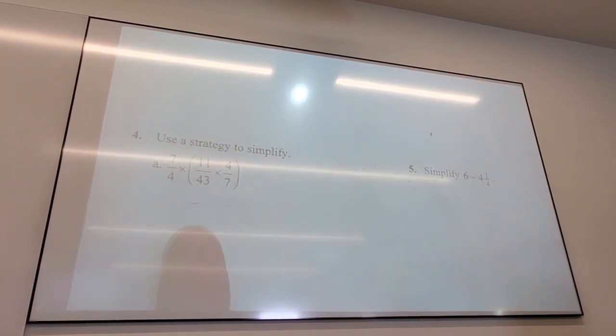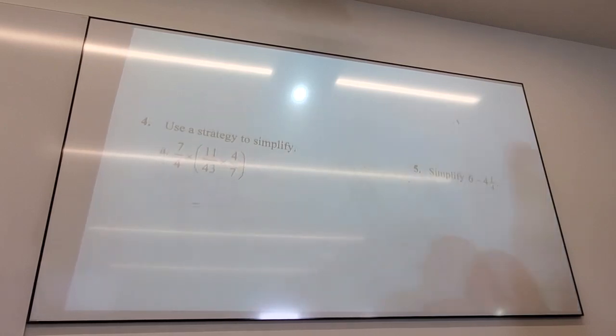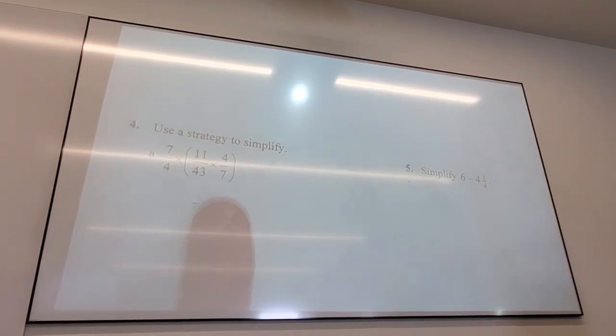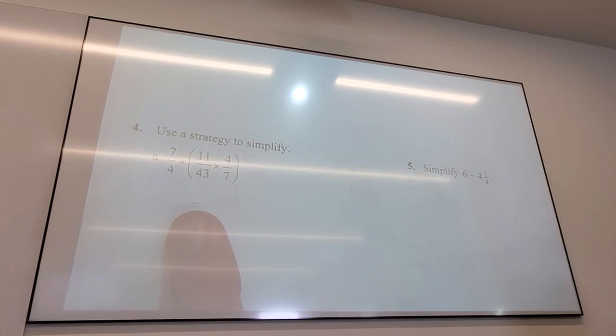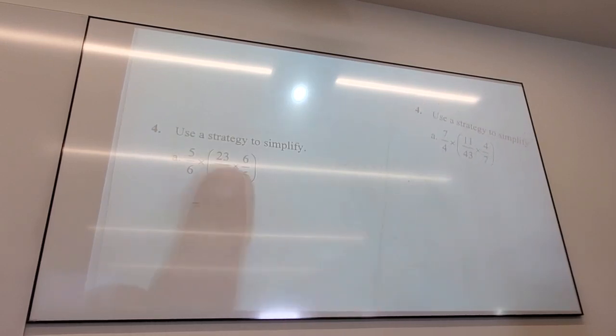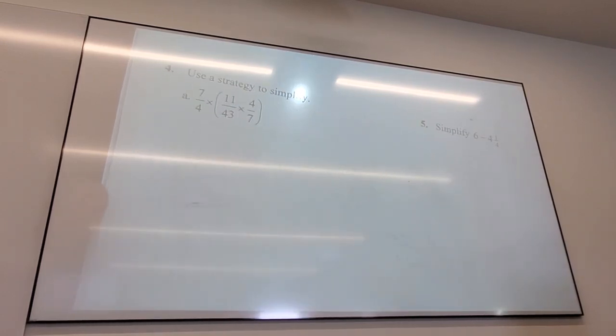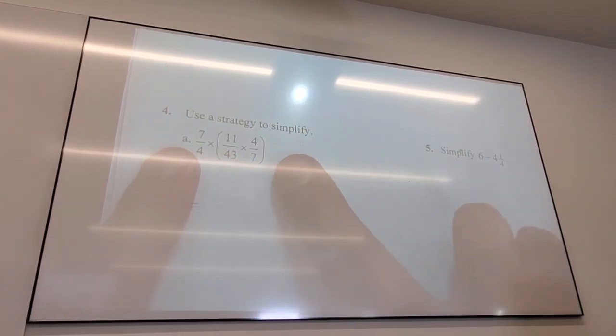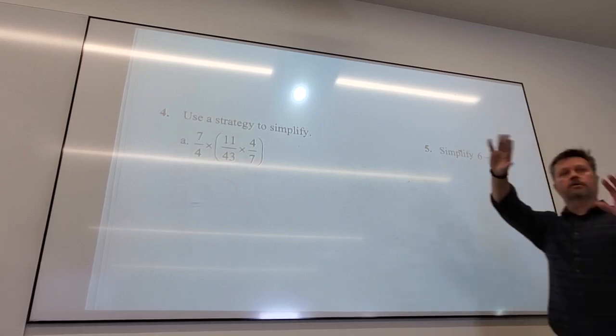Guys, what was the trick on number 4? You can flip it, right, and then just cancel it. 7 over 4 and 4 over 7 cancel. And again, some of you guys had this one, yes? Everybody had this problem. What would you do? The 2 7s cancel out and the 2 4s cancel out.